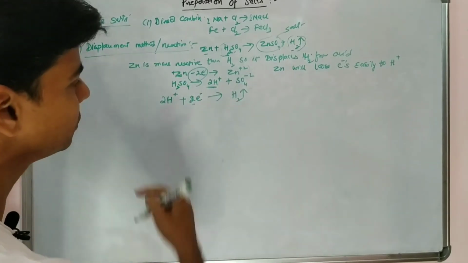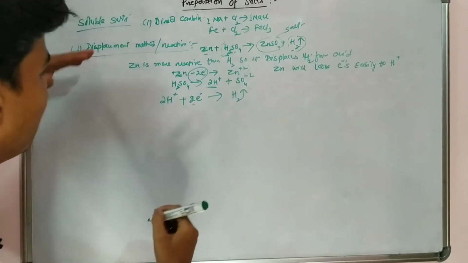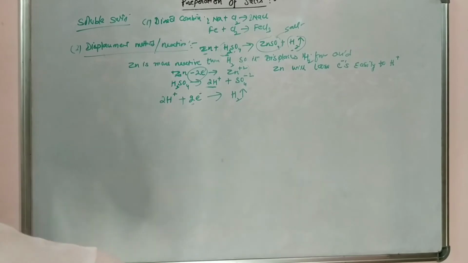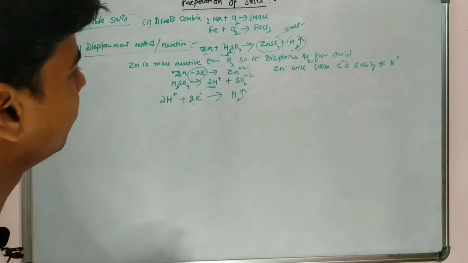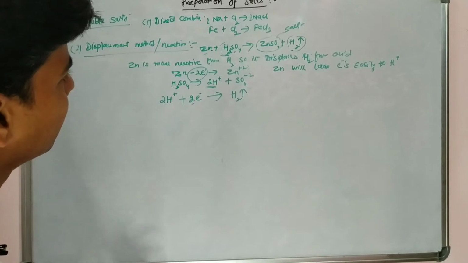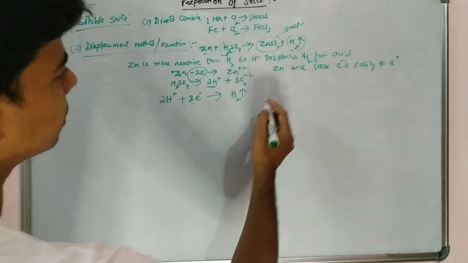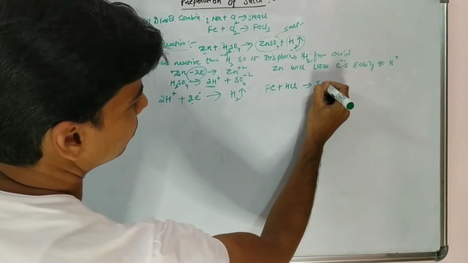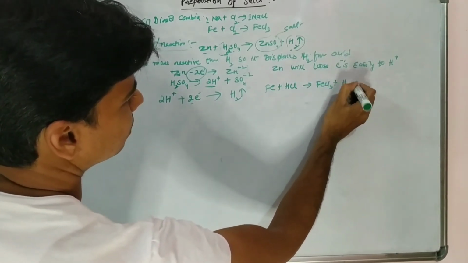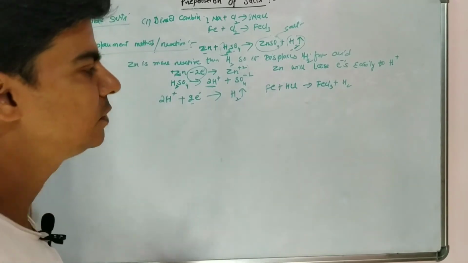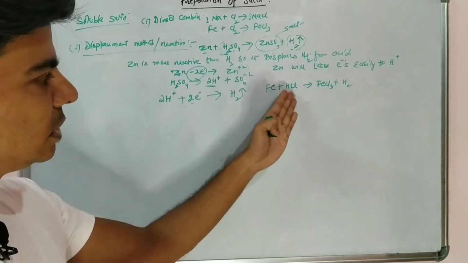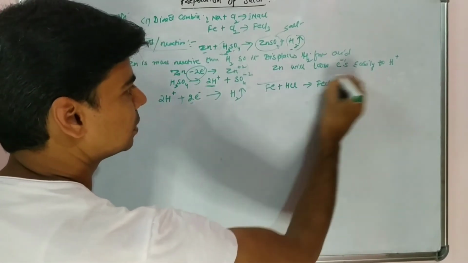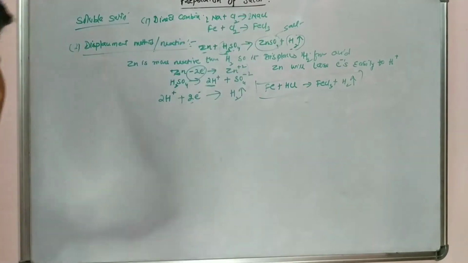And similarly, there is one more reaction that comes under displacement, wherein iron will react with HCl, giving you FeCl3 plus hydrogen. Here also iron is more reactive than hydrogen, so iron will displace hydrogen from hydrochloric acid, giving you ferric chloride and hydrogen gas, right. And a similar thing will happen here also.